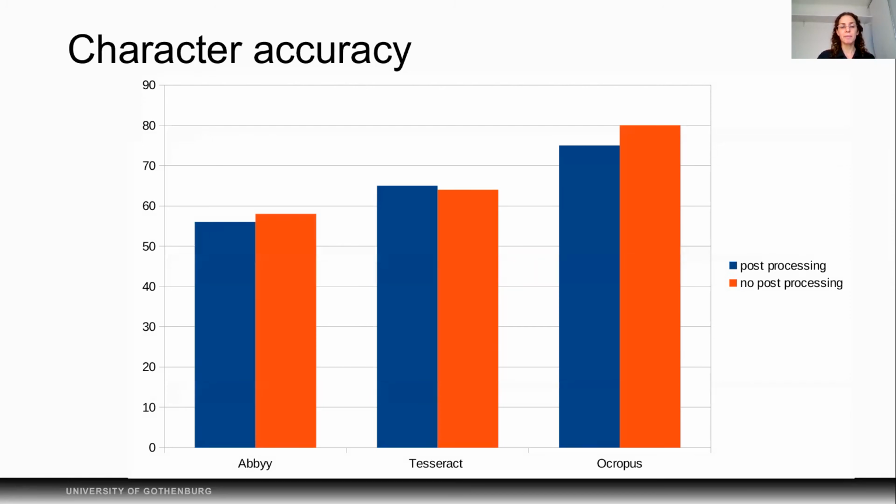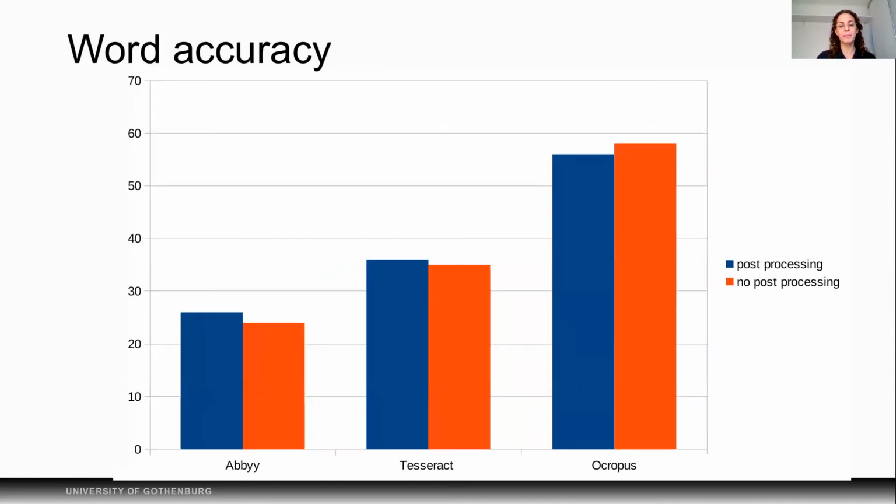We evaluated our post-correction method with the same method as we did to produce the baseline, but now we look at the character accuracy and word accuracy compared to the baseline in red. The character accuracy shows a minor improvement for Tesseract, but no improvement for ABBYY and Ocropus. On word level, our system improves the accuracy results of Tesseract and ABBYY, but it actually harms the result of Ocropus, which is the best performing system on our material.